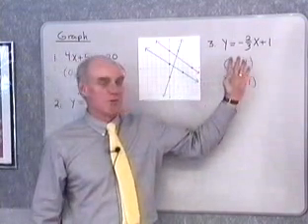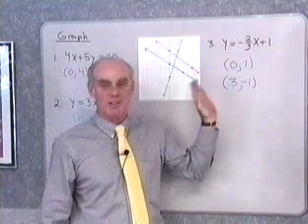So to graph straight lines, we'll find 2 or 3 points on the line, plot those points, and then draw a line between them.